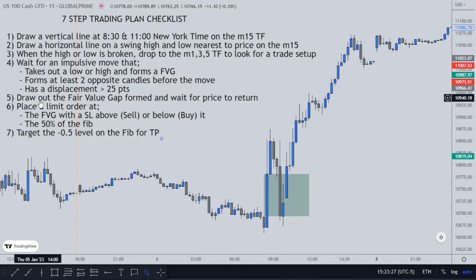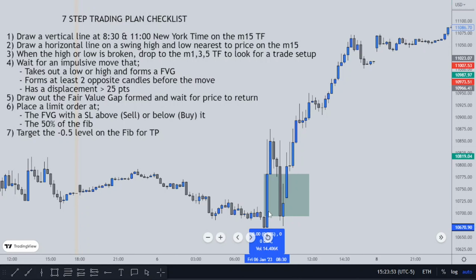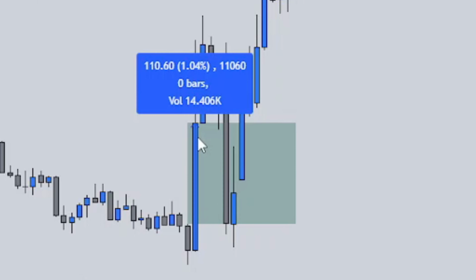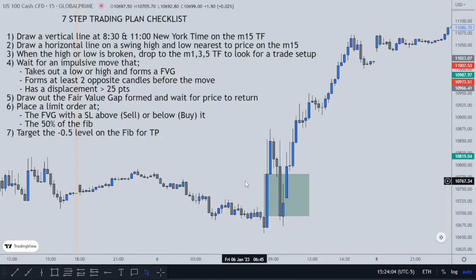Then now for the impulsiveness, we want a displacement of at least 25 points. And how do we measure our displacement? So now the candle that is within the fair value gap, right? We want to measure it from the open to the close. That is just the body. If we measure it from down here to up here, you can see that our displacement on this candle is actually 110 points. All the rules that we are looking for in our trading setup have been met.